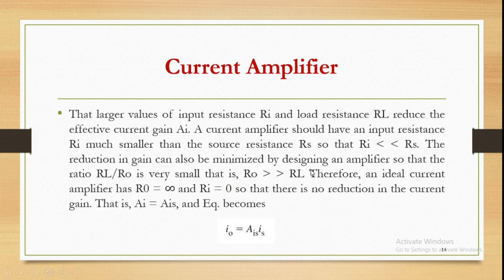So what we can say from this particular current amplifier is that Ri should be very less than Rs and R0 should be very greater than RL. Means R0 should be equal to infinity and Ri should be equal to 0. So we can say the current will be equal to AIS into IS.